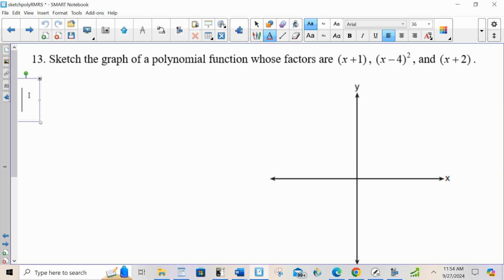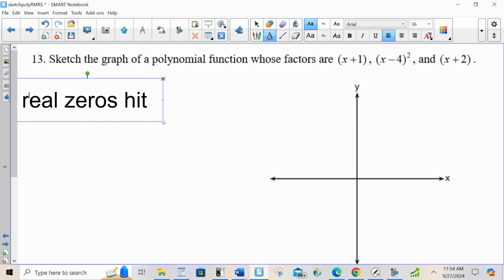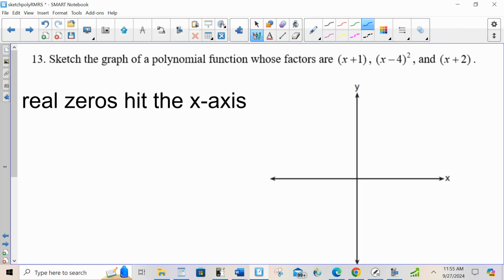So the answer is real zeros hit the x-axis. The zeros hit the x-axis. If it says that the 0 is 1, then it hits the x-axis at 1. Factors don't hit the x-axis. So if the factor is x plus 1, x plus 1 doesn't hit the x-axis. The 0 is negative 1. The 0 is positive 4. The 0 is negative 2. Zeros hit the x-axis. Factors don't.